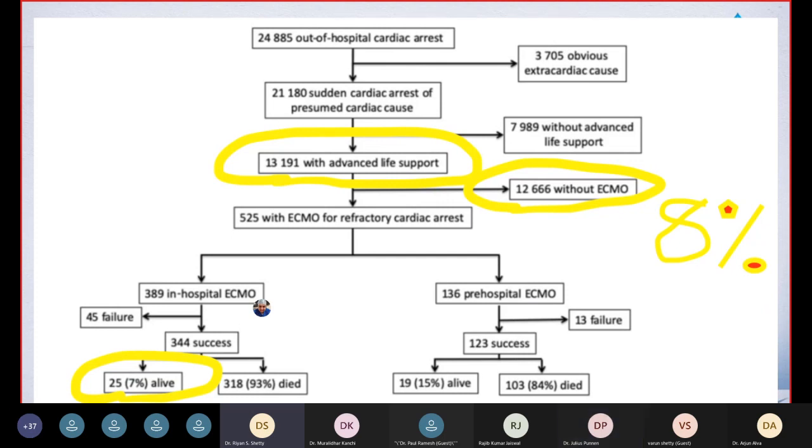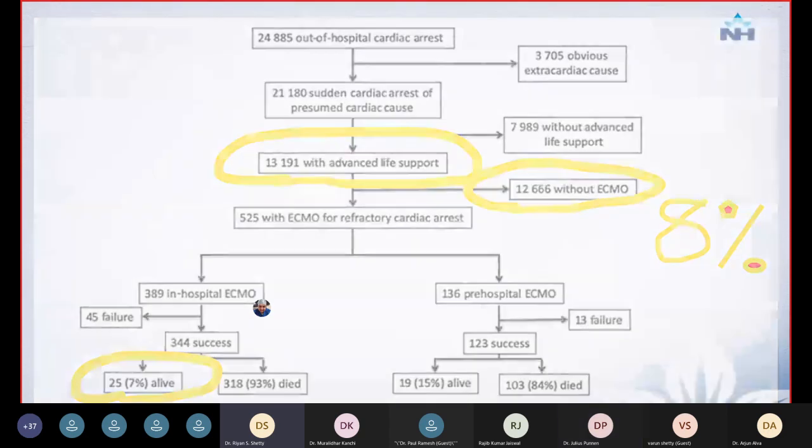What they saw was if the initial rhythm was a shockable rhythm, or if there was a return of spontaneous circulation, or it was a pre-hospital ECMO rather than in-hospital ECMO, that means the arrest happened outside, he was ECMO'd outside and then came in, they had a better survival than others. So because of the study, it made the world even more confused about whether ECPR for out-of-hospital or in-hospital cardiac arrest is really worthwhile, because as you can see, the survival rate is very dismal, around 20 to 30%, depending on where the arrest has happened.